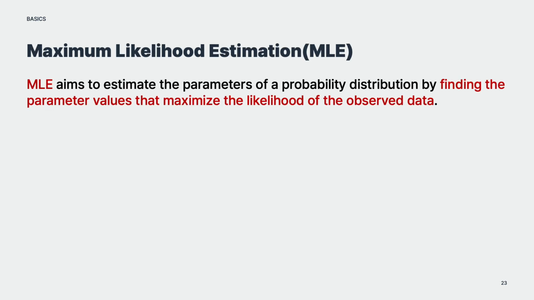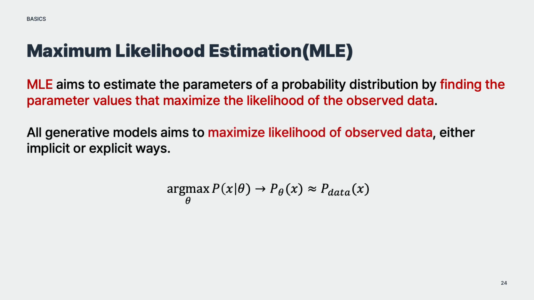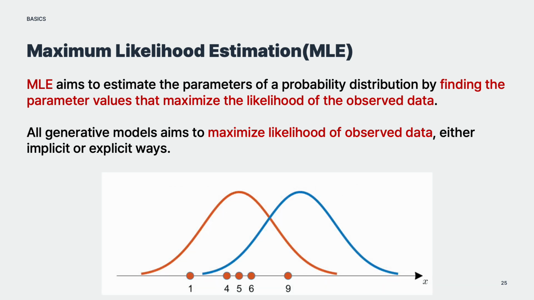The probabilistic method for estimating the parameters that maximize this likelihood is called maximum likelihood estimation, MLE. MLE aims to find the set of parameters that maximize the likelihood of the observed data under the model. In fact, all generative models, whether explicit or implicit, fundamentally aim to maximize the likelihood of the observed data. In the example below, among the candidate models, the one whose probability density function is shown in orange assigns the highest likelihood to the observed data points.